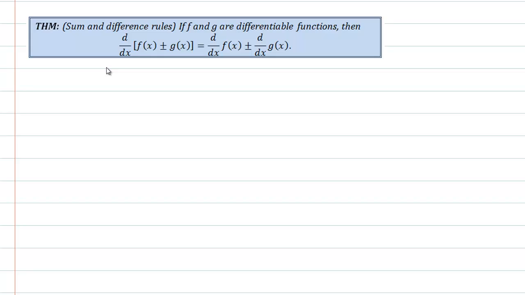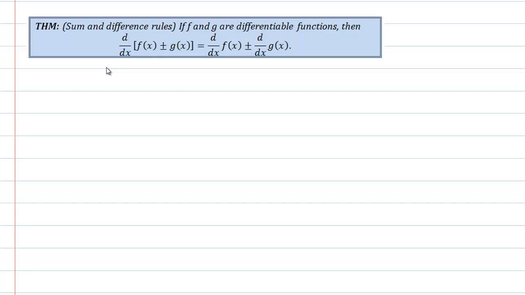This is another proof in my series for differential calculus, and this proof is going to cover the sum and difference rules for derivatives. So the derivative of the sum or difference of functions is the sum or difference of their derivatives. That's basically a summation of what the theorem states. That also supposes that f and g are differentiable functions.